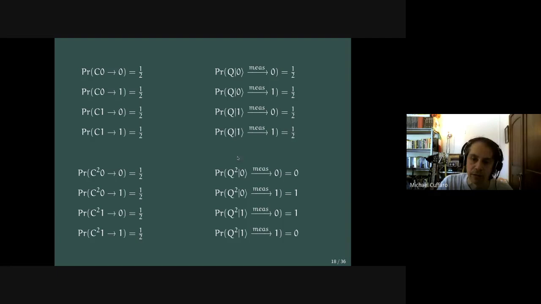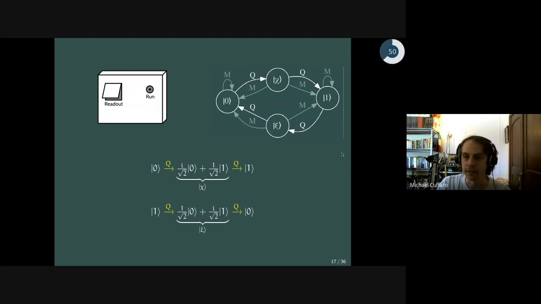This is because it's an interference effect, right? Some of the possible paths will cancel out, and some of them will constructively interfere, and we'll get different probabilities here. Okay, so that was a simple example, but it's just meant to illustrate that another aspect of the way quantum computers differ from classical computers is that they use a different way of calculating probability. But it also illustrates that quantum computers are a kind of probabilistic machine.